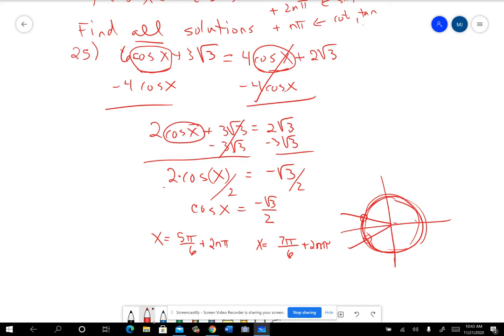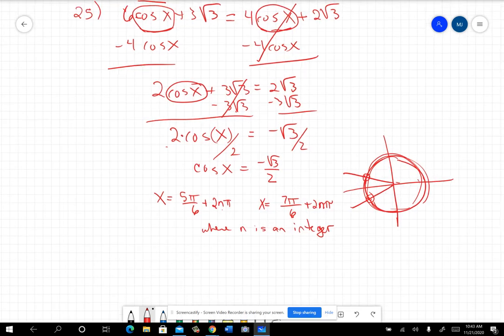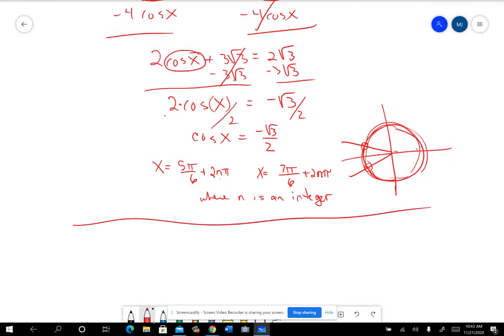And so your answers would be all of these plus 2n pi, where n is an integer. So it means you can wrap around either in the positive direction or the negative direction. Okay. All right.